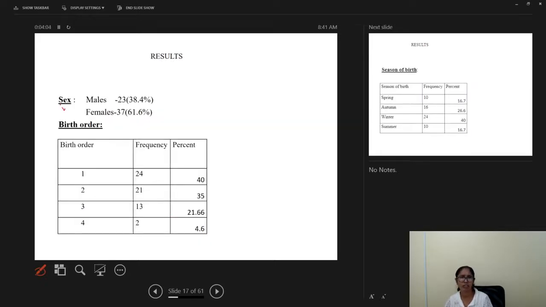In the case of males, it is 23 cases, and in the case of females, it is 31. As usual in the literature, female fetuses have a greater tendency to have anencephaly compared to male fetuses, so in our study also we had more females. And these are the birth orders: first order, second order, third, and the fourth order, with their frequencies and percentages.